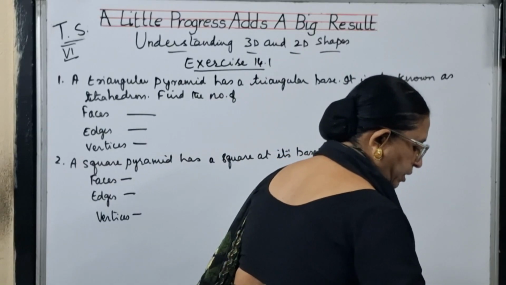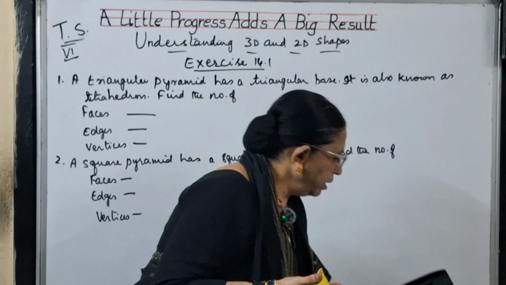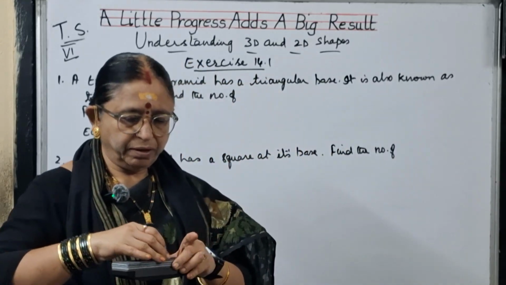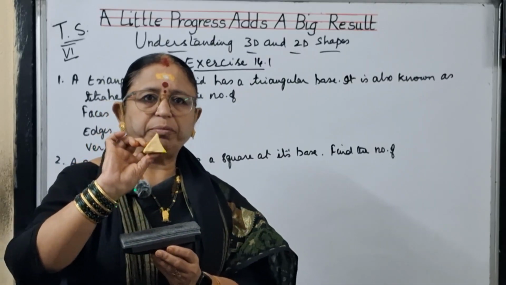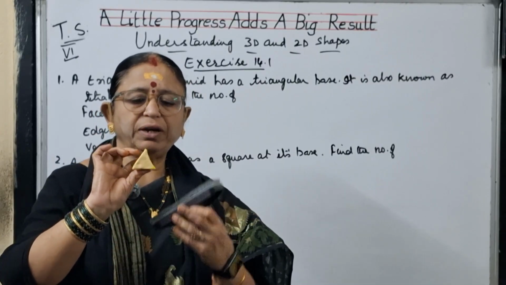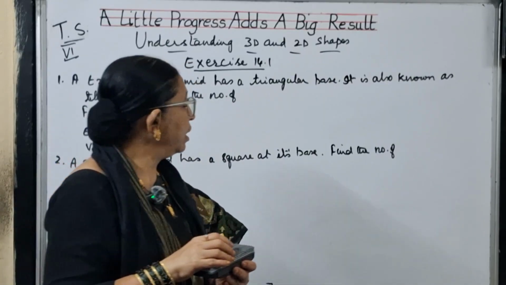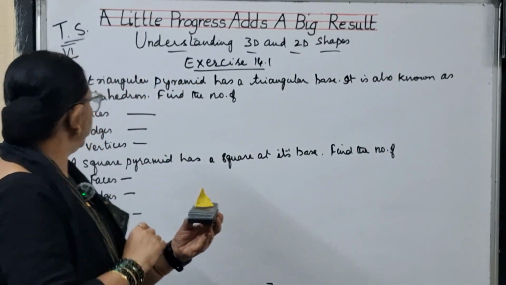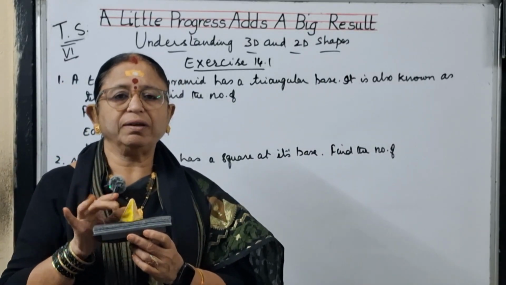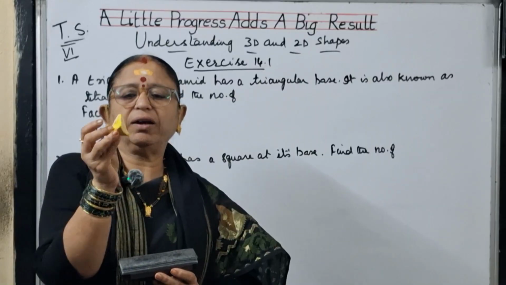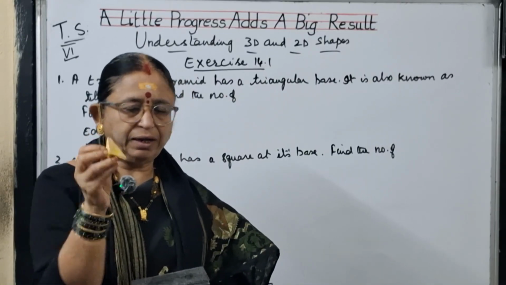A small shape of a triangular pyramid means this, children. This is a triangular pyramid. Let me show you. It has got a triangular base. The base is in the form of a triangle. See, this is a triangular base. A triangular pyramid has a triangular base and it is known as a tetrahedron. This shape is called a tetrahedron. All the sides are also triangular in nature.